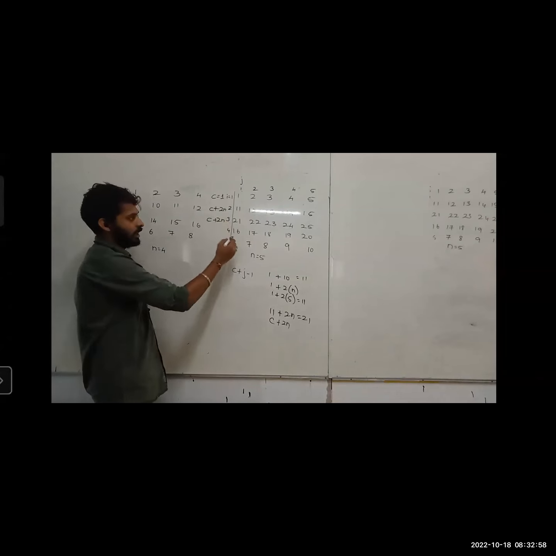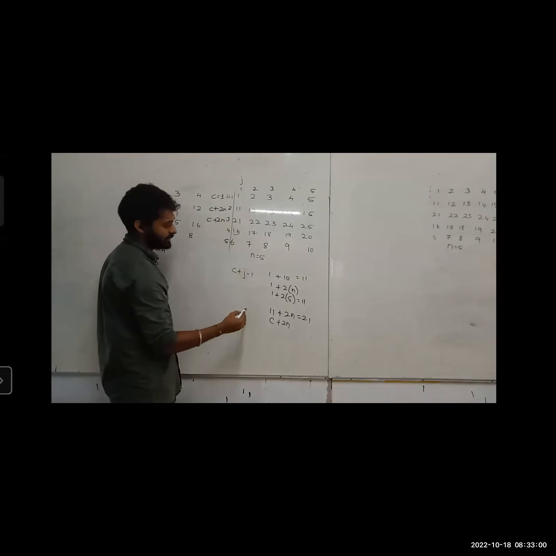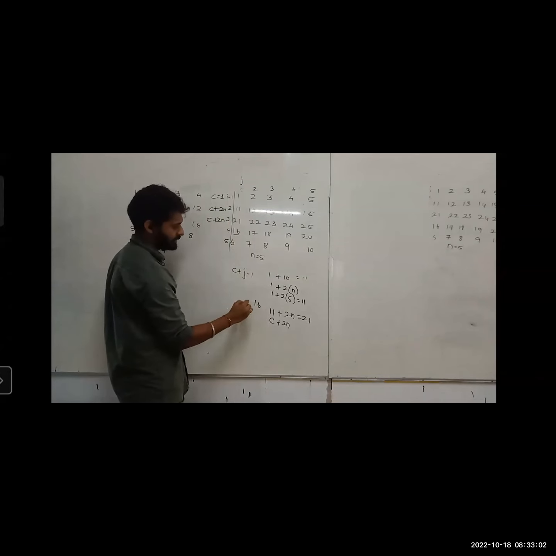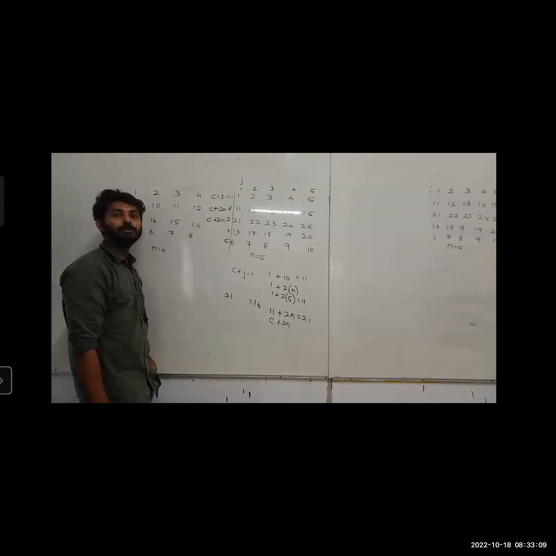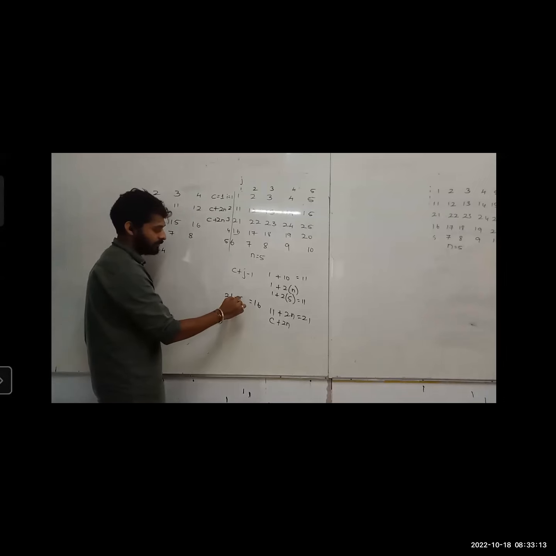So now this is done. However, here I want 16. How much do I want? 16. How can I get 16? I'm not asking for the formula. How can I get 16? Minus 5 I should do.